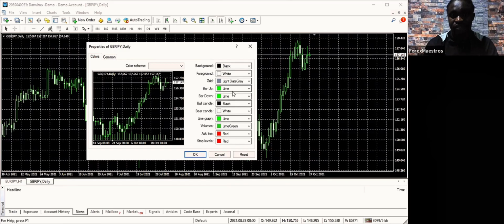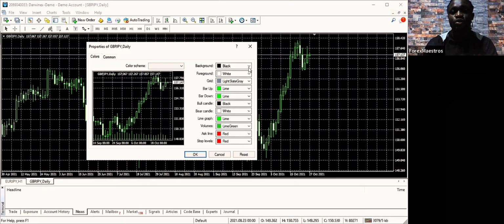And then our bar up is green, our bar down is green. Bar ups are these candles that are forming up, that are going up. You see, it calls them bar up, the candles that are going up. It says our bull candle is black, our bear candle is red. Then our line, our volume, and all of that, ask line, stop line, all of those things.